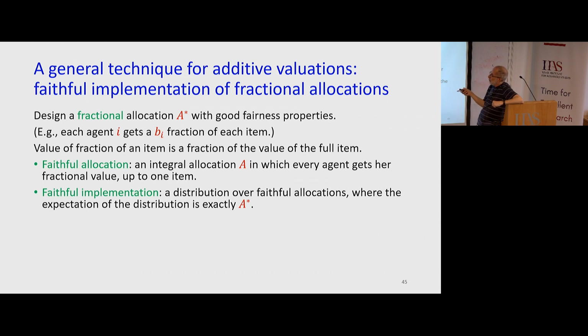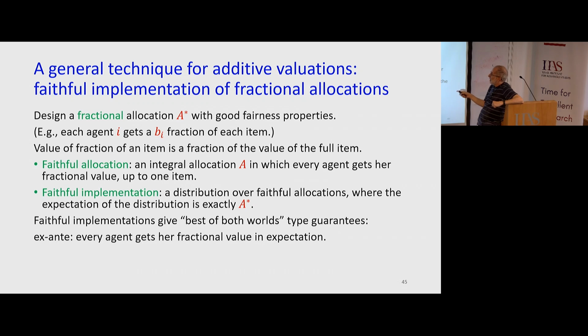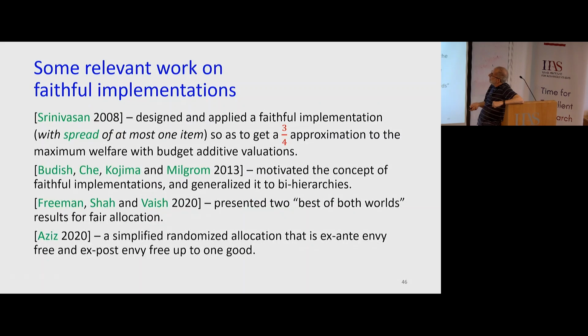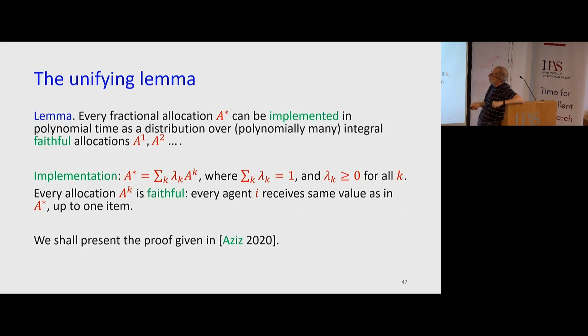So why do we want these faithful implementations? Because it gives best of both worlds type guarantees. Ex ante, you get exactly what you get in your fractional allocation, exactly the same value. And ex post, you get what you get in the fractional allocation up to one item. So this is the type of guarantees that you get in both of them. There's some work on it, let me skip it.